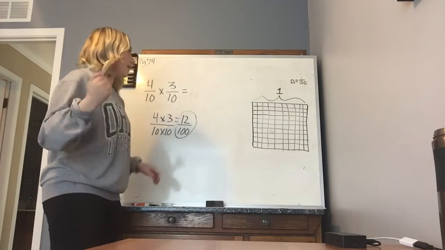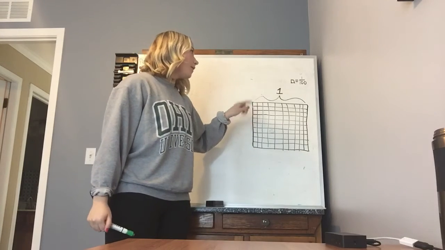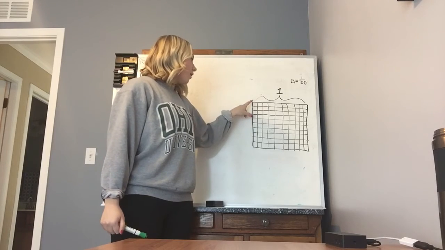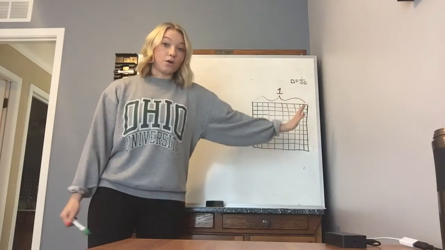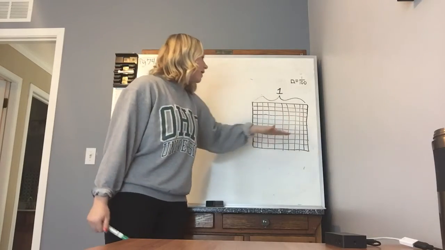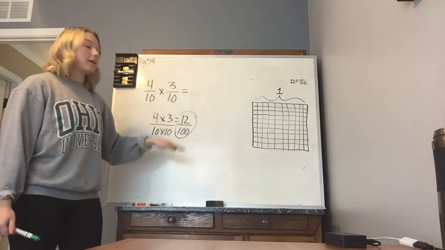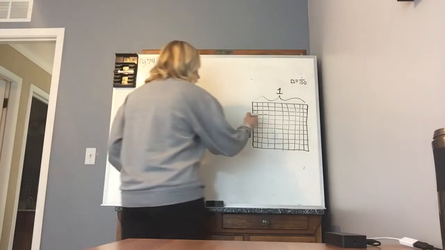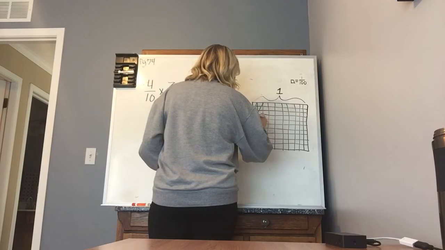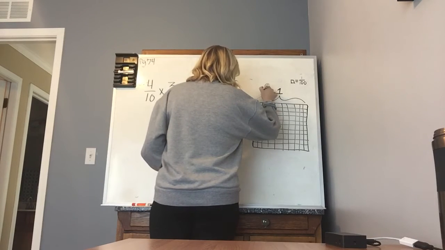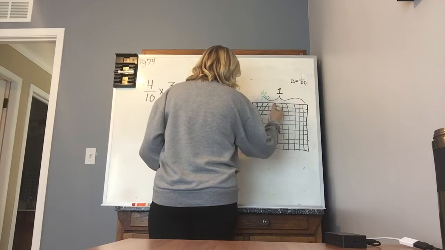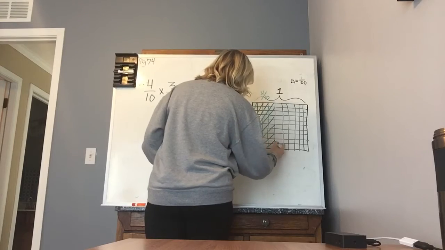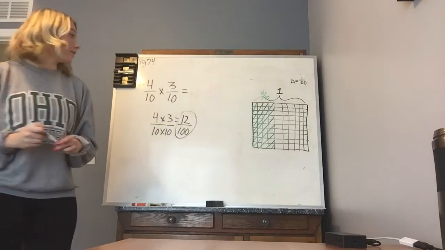I'm going to go in with green, and if each one of these is 1/100th, then a whole row would be 1 out of 10. So there's 10 rows this way, and there's 10 rows that way, because 10 times 10 is 100. So I'm going to do 4/10 first. I'm going to pick 4 rows and shade it in green really quickly. All right, that's 4/10, okay?